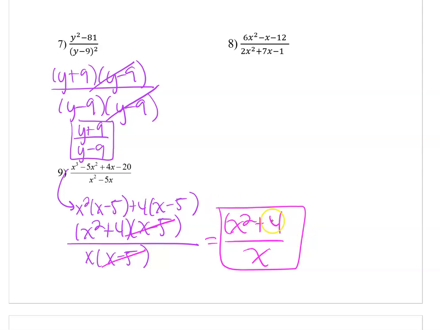Do not cancel those x's because that x squared is glued to that 4, or married to that 4, with the addition sign. So you don't want to break those up.